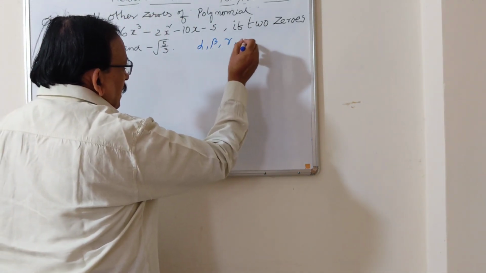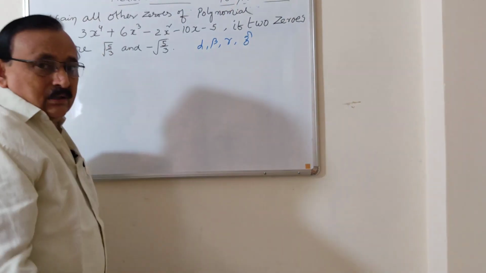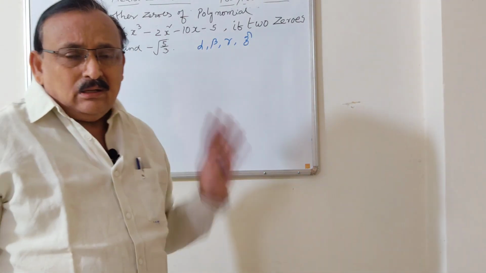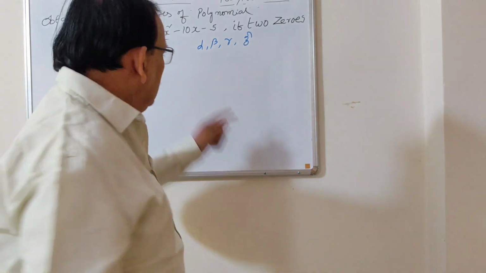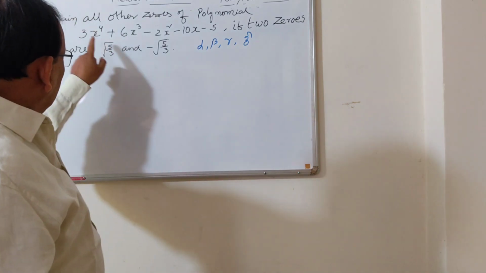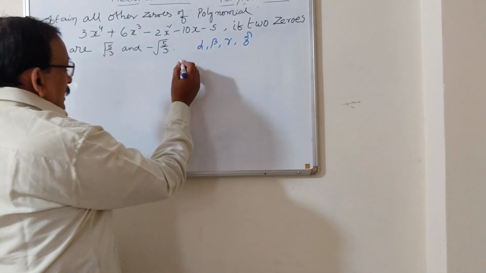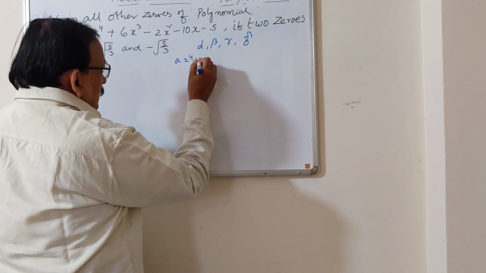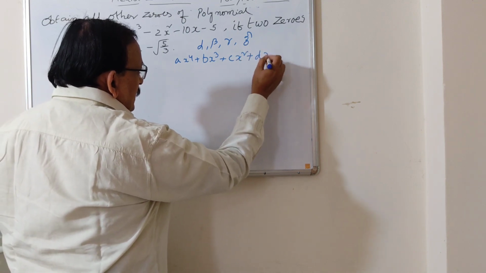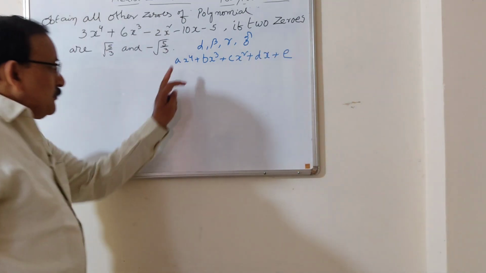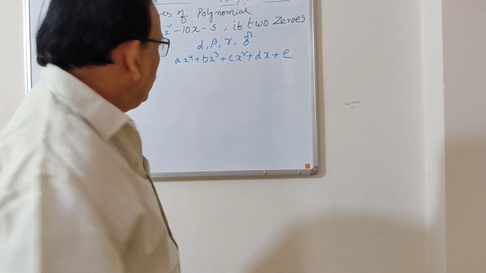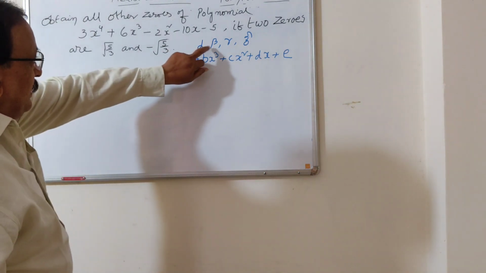beta, gamma, zeta. See, our biquadratic polynomial's degree is 4, so degree 4 means we have to get 4 zeros. In this, they will give you 2 zeros. We have to find out the other two. This polynomial is in the form of ax power 4 plus bx cube plus cx square plus dx plus e, where a, b, c, d, e are numericals. Now, here alpha, beta are there.